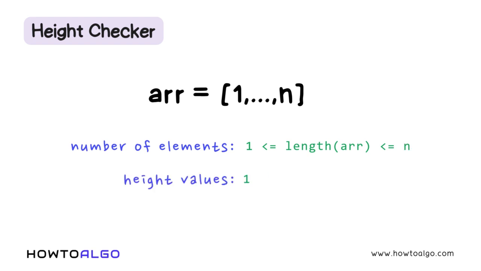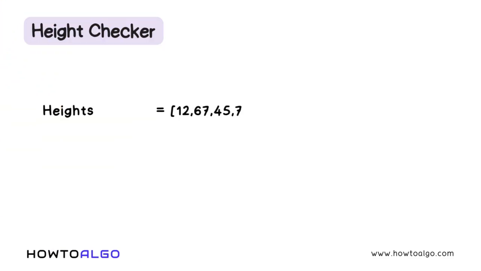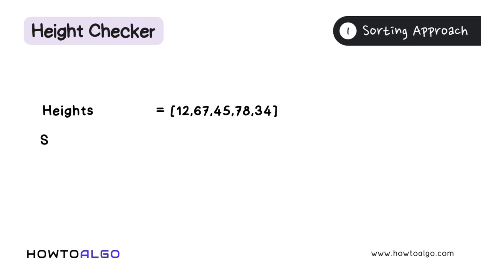Secondly, each height value in the array must fall within the range from 1 to the maximum value present in the array. This ensures that every height is a positive integer and within the bounds defined by the maximum height in the list. First up, let's start with the straightforward method, using sorting of the heights array.